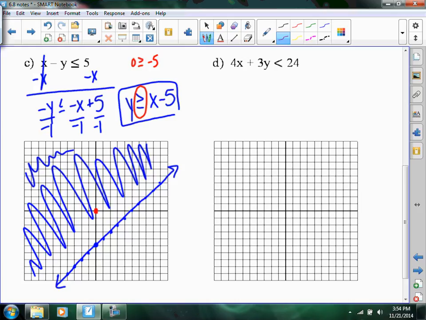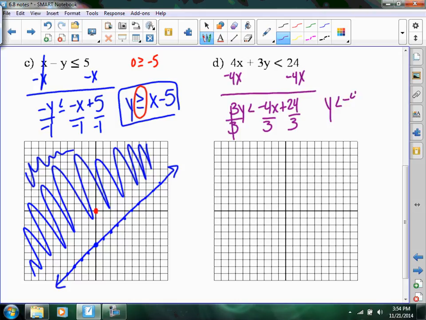And for part D now, this is in standard form. I'm going to have to put it in slope-intercept form so that I can graph it. So I'm going to subtract my 4x. So I'll have a negative 4x plus 24. And I have to divide everything by 3. So I'll have y is less than negative 4/3 x plus 8.